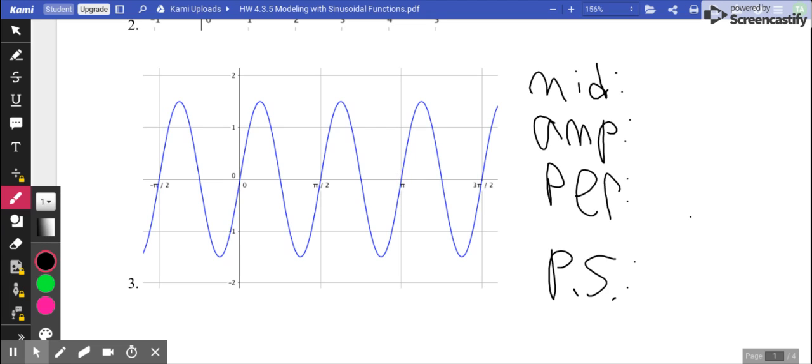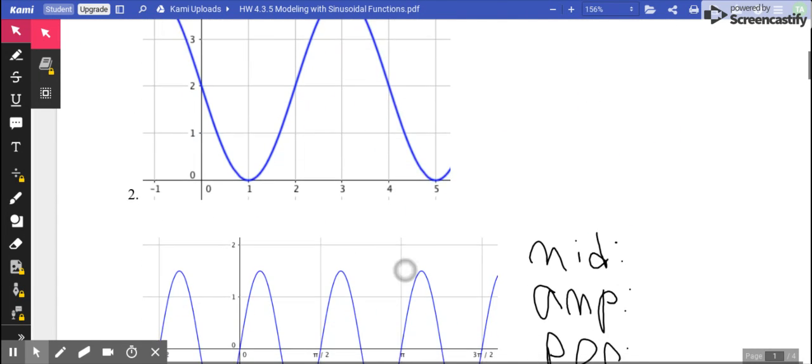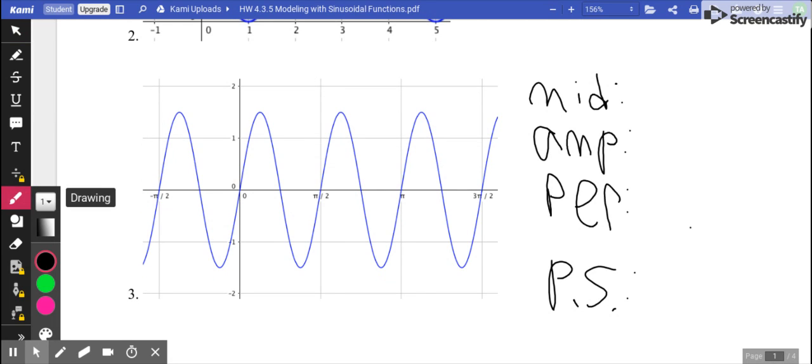All right, y'all. We got a pretty basic problem here. Our job is to find the formula for each of the graphs. So we've got our neat little graph here. We can look at the midline and we see that the center of the graph is here along the x-axis, perfectly straight line there. So we know the midline is at a y value of 0.